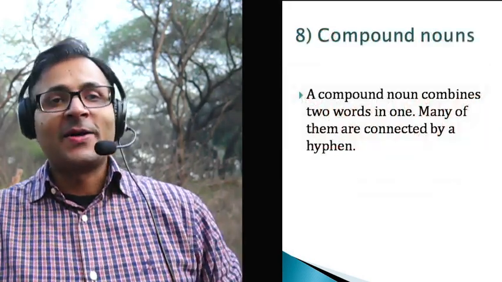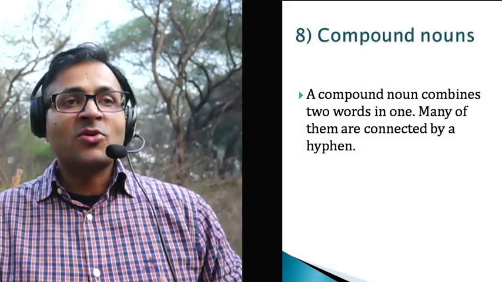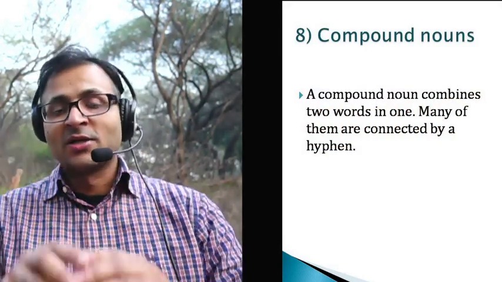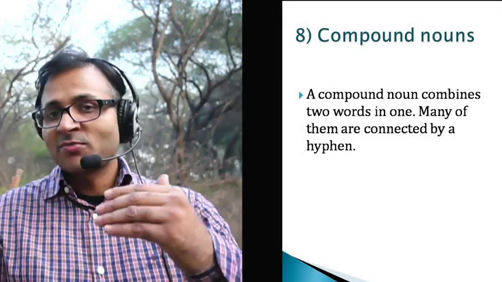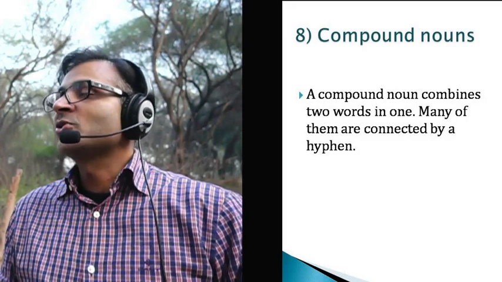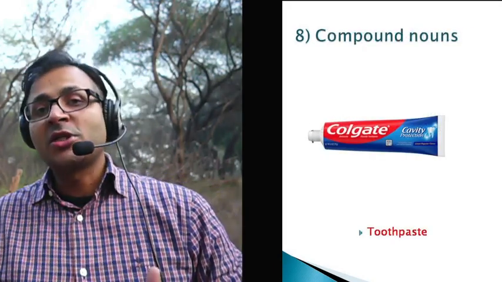I love it. I really love it. Next we have the compound nouns. So a compound noun combines two words in one, and many of them are connected by a hyphen. Sometimes they are not connected by a hyphen. So for example, you have a word called school teacher.